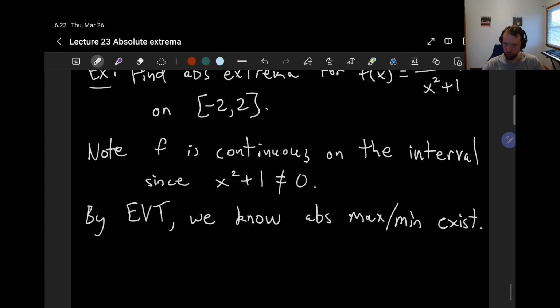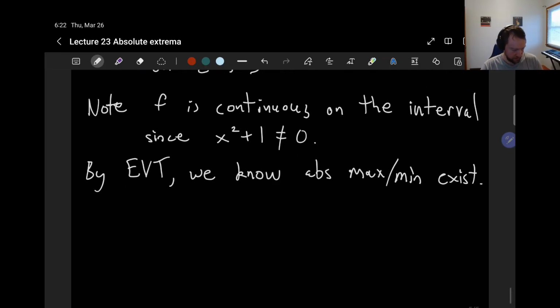So that means I just look at all the critical points and compare them to each other. Find the biggest one and the smallest one, and we know for certain that those must be the absolute maximum and the absolute minimum. Because they exist, and they must be local maximums and minimums too.